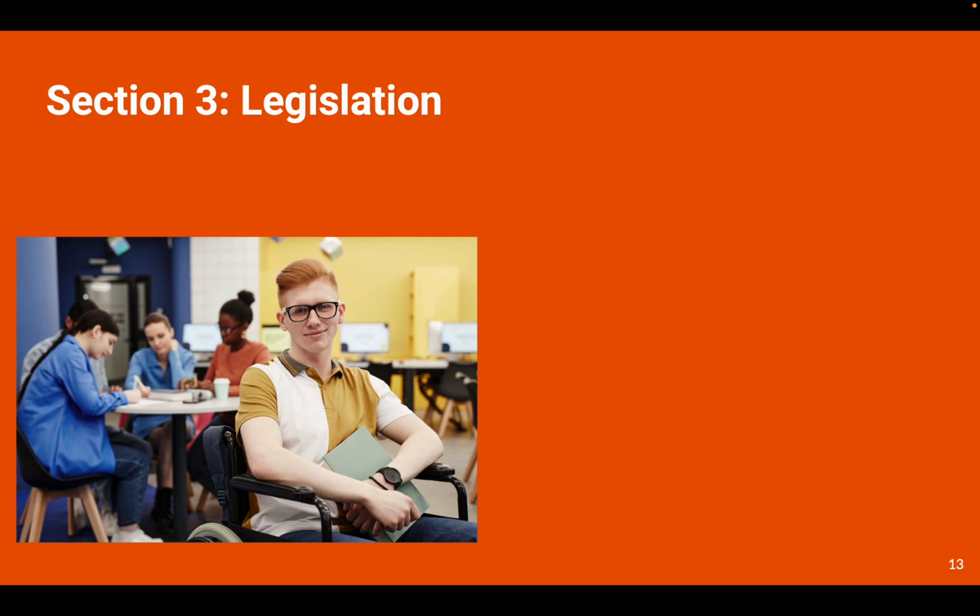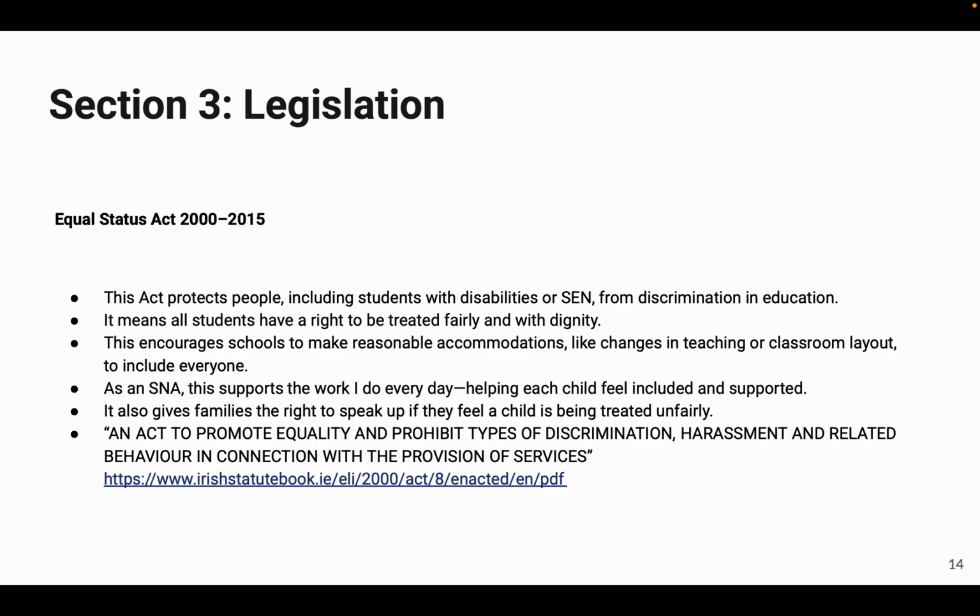Section 3. Legislation. Equal Status Act 2000-2015. Summary and reflection. This act protects people, including students with disabilities or SEN, from discrimination in education. It means all students have a right to be treated fairly and with dignity.